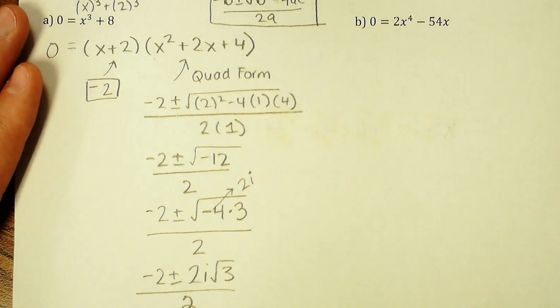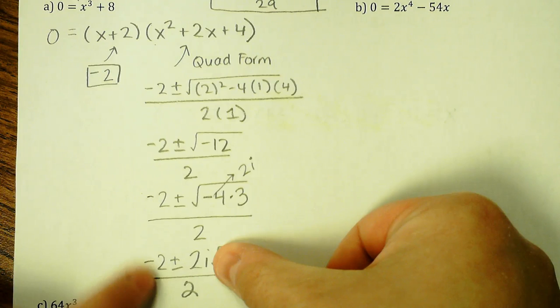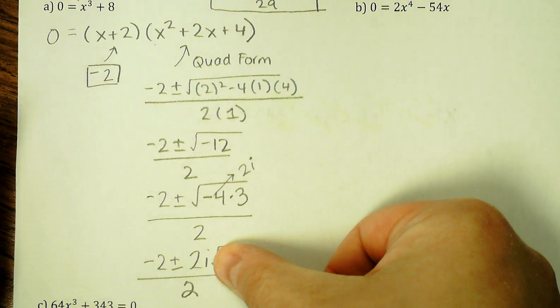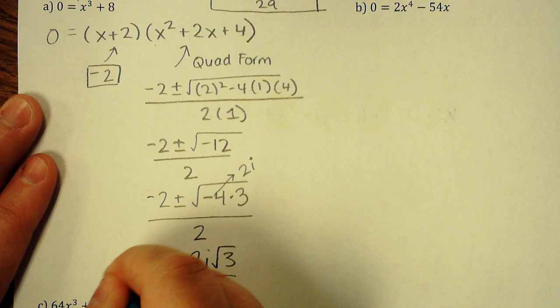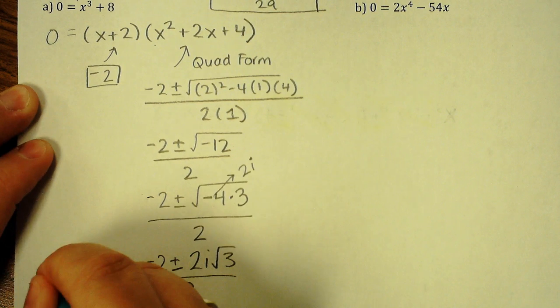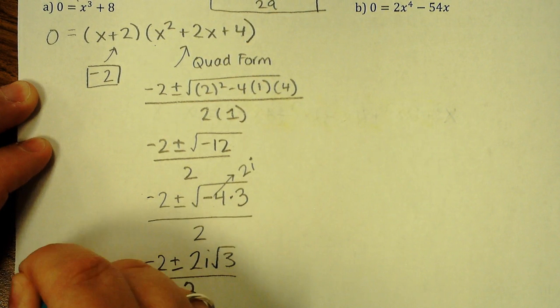Okay, now, don't touch this, but all these numbers here, including the imaginary one, are all divisible by 2. So I'm literally just reducing this fraction. This is negative 1 plus or minus i radical 3.